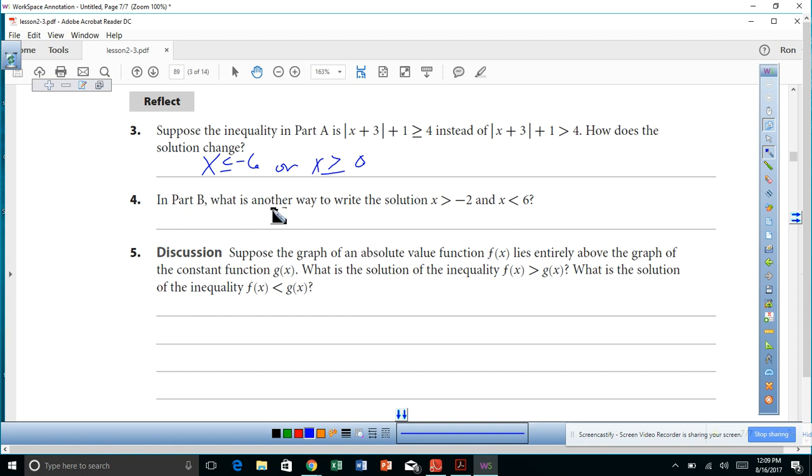In part B, is there another way to write the solution? X is greater than -2 and x is less than 6. Sure, you can put it together. It's called a compound inequality: -2 is less than x is less than 6. And y'all have seen that before.